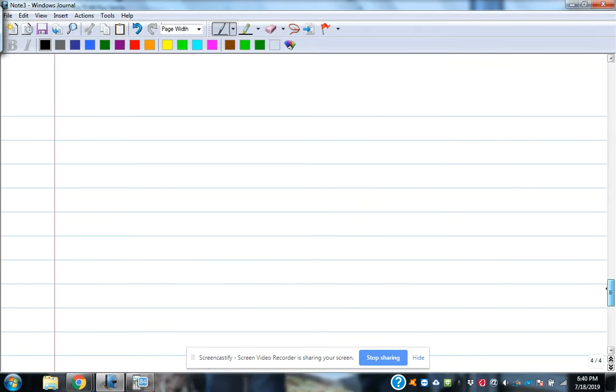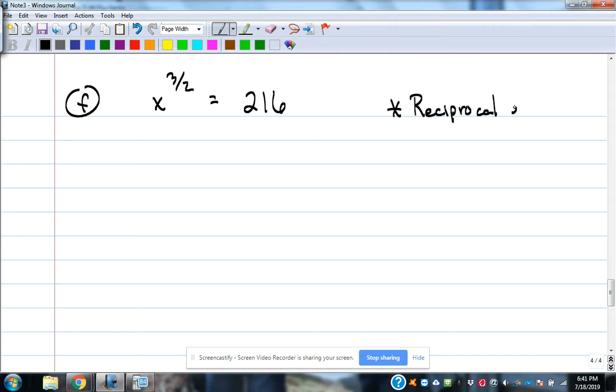So letter F here. We'll start with something pretty easy. x to the 3/2 is equal to 216. Really simple one-stepper. Okay, now here's the trick. Make sure the part with the rational exponent is isolated. In this case, it is. Once you get that done, you want to use a reciprocal exponent.